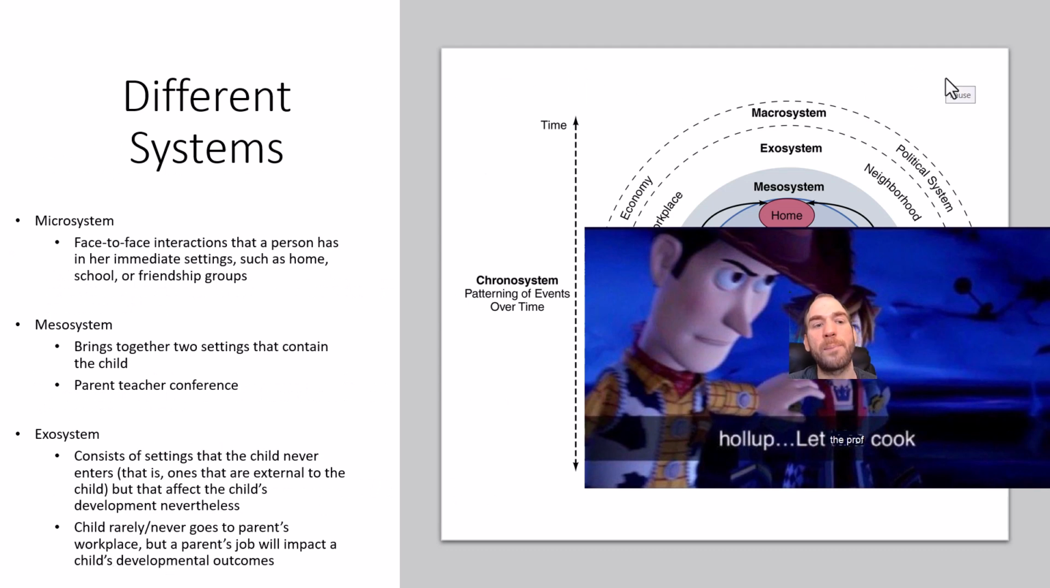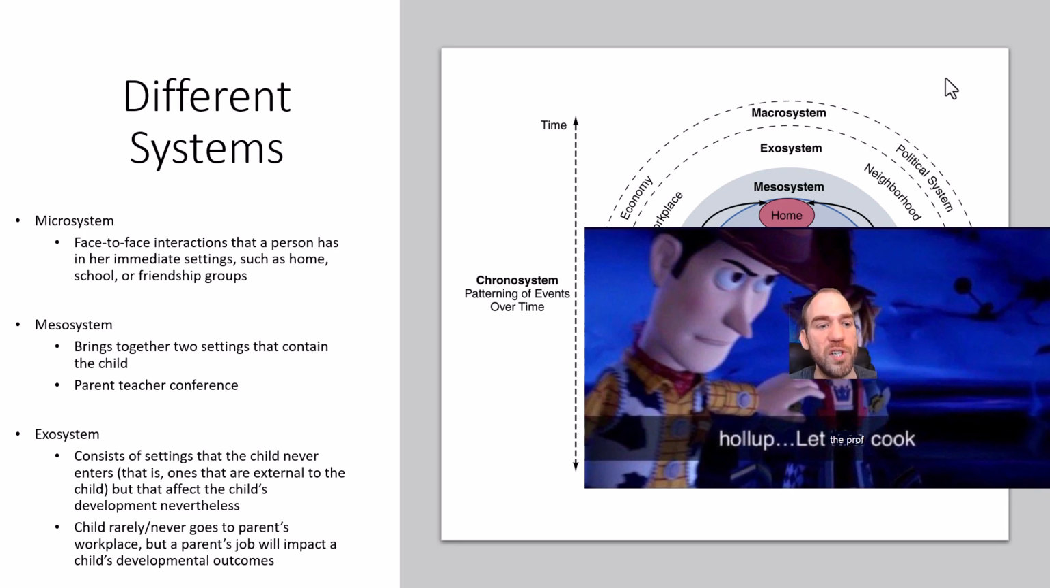Face-to-face interactions that a person has in her immediate setting, such as a home, school, or friendship groups. So this is kind of classic developmental psychology, especially in the US, really that family-oriented approach to developmental psychology, wherein we're going to examine parent-child interactions, sibling interactions, stuff like that, the household overall.